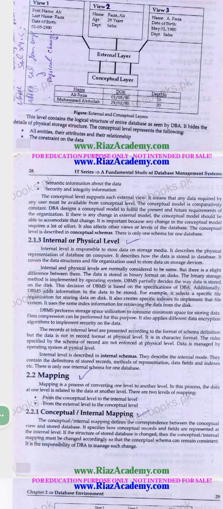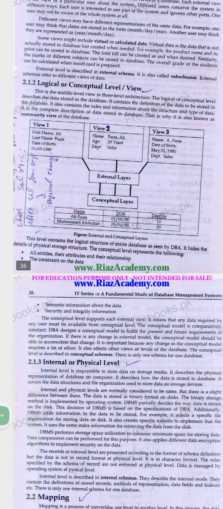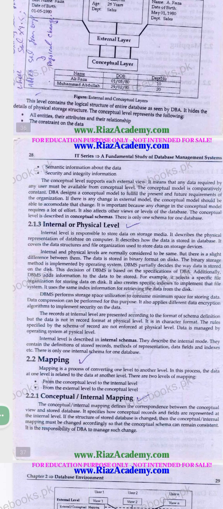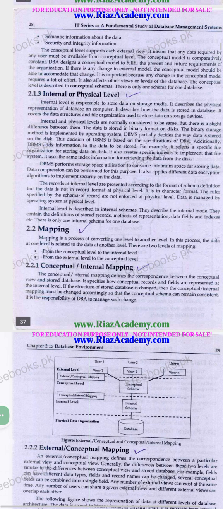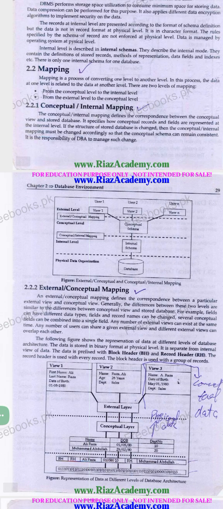Now you can read each line from the book and understand the concepts. If you have any difficulty, you may ask in the class. Next, we have mapping. What is mapping? Mapping is the process of converting one level to another. In this process, the data at one level is related to the data at another level. If we are transferring data between two levels, we carry the previous details over to the other level.